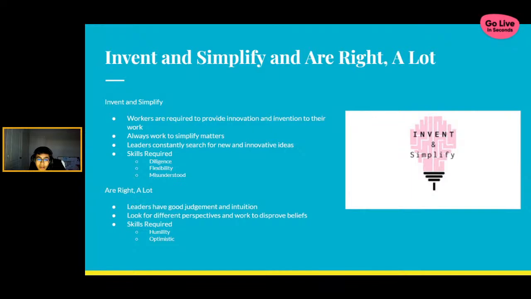Next, write a lot. Leaders have good judgment and intuition, and they look for different perspectives and work to disprove beliefs. To do this, leaders must have humility and optimism.